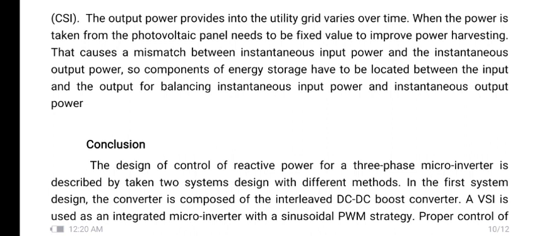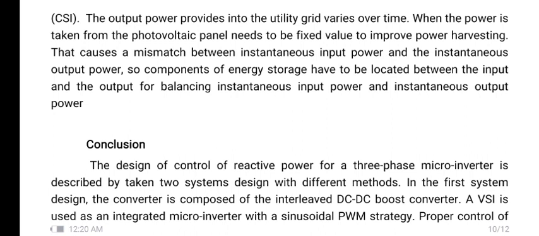The output power provided into the utility grid varies over time. When the power is taken from the photovoltaic panel, it needs to be a fixed value to improve power harvesting. That causes a mismatch between instantaneous input power and the instantaneous output power. So components of energy storage have to be located between the input and the output for balancing instantaneous input power and instantaneous output power.